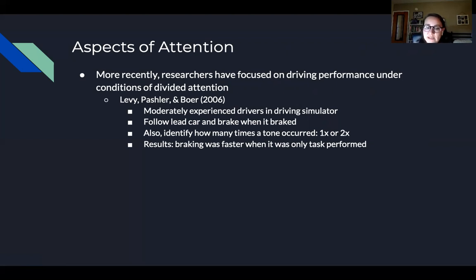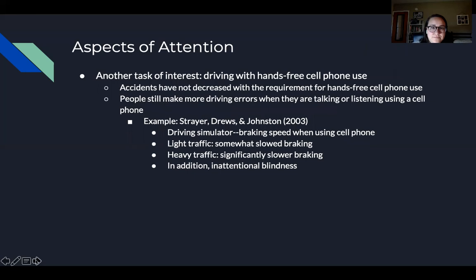And so one of the tasks was that they needed to brake when the car in front of them braked. And then the other task that they had to do was identify how many times a tone occurred. Did it occur once or twice? And so results showed that participants could brake much more quickly when they were not having to try to decide how many times a tone had occurred. But when both tasks had to be performed at the same time, the speed of their braking suffered. And so this research obviously has important implications for cell phone use in the car.